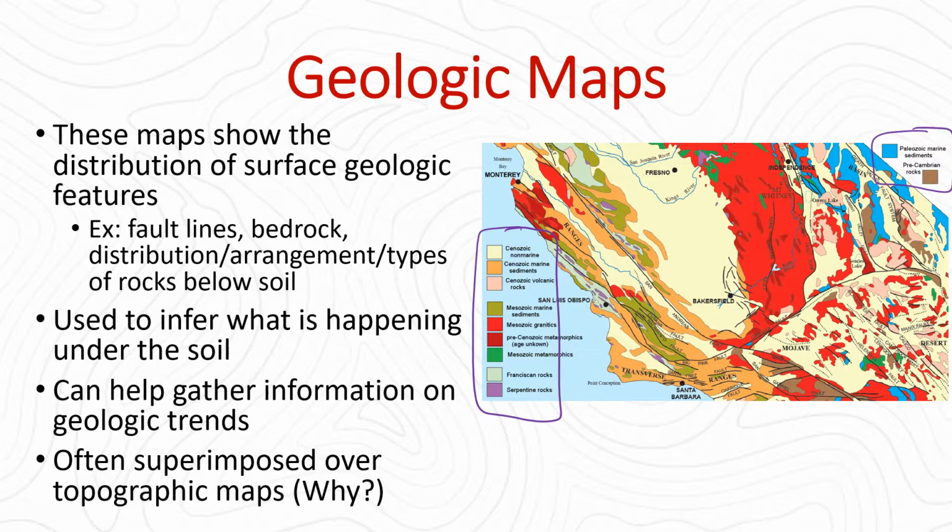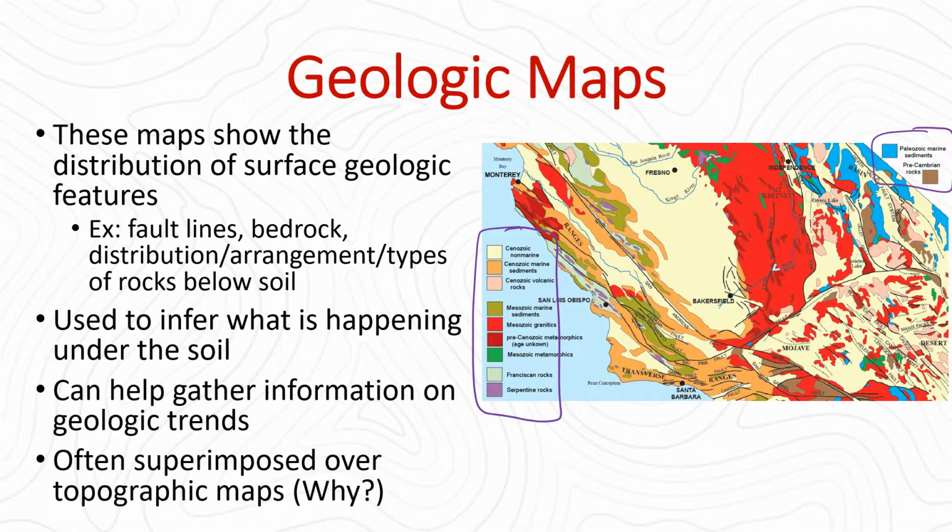If I know what's going on geologically, I can gather information about what may be happening in the area that I'm mapping. These are often put with or superimposed, that means put on top of a topographic map. And why would you think that is? Try to think of an answer. Pause the video if you need to and try to think about why we superimpose or put these types of maps on top of the topographic maps?